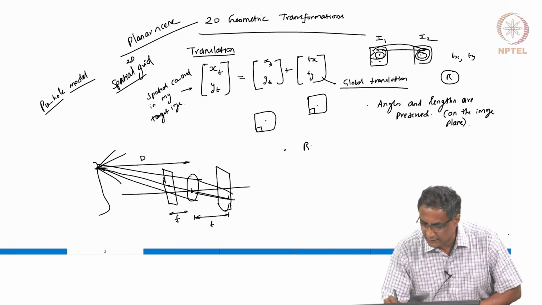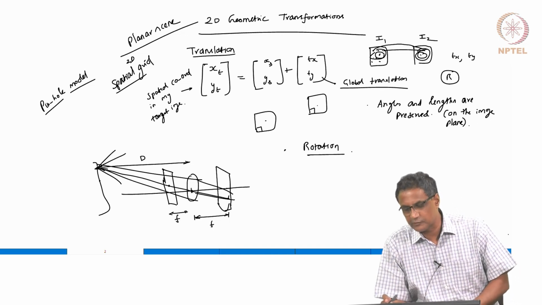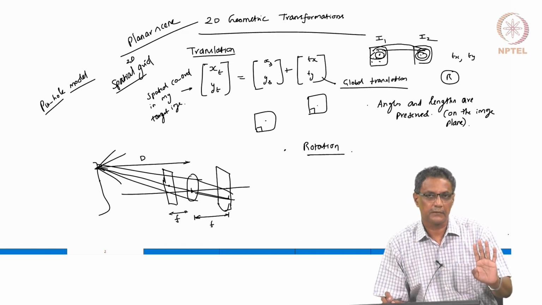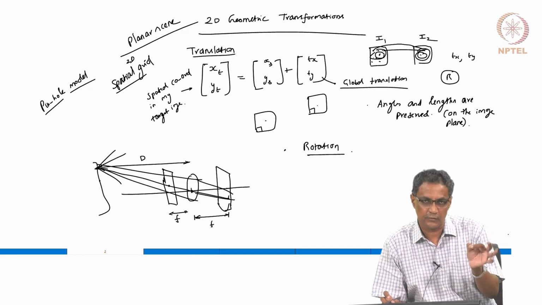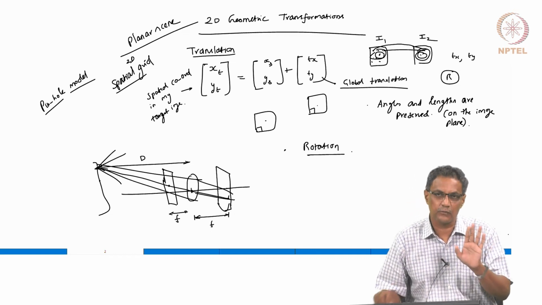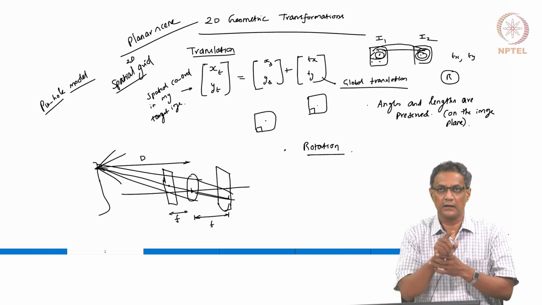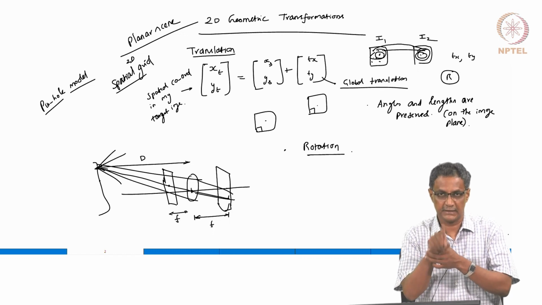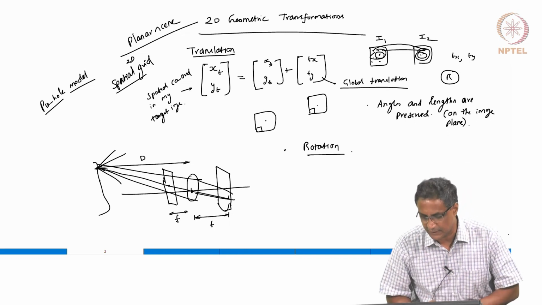Then you can have a rotation, and whatever we are saying is supposed to be in plane, which means that if you are rotating, you are rotating in plane. Again, if you think of the camera center and you are rotating, you are staying within the image plane. You're not rotating like this, or like this. You're only doing like this. You're staying in the image plane and rotating.